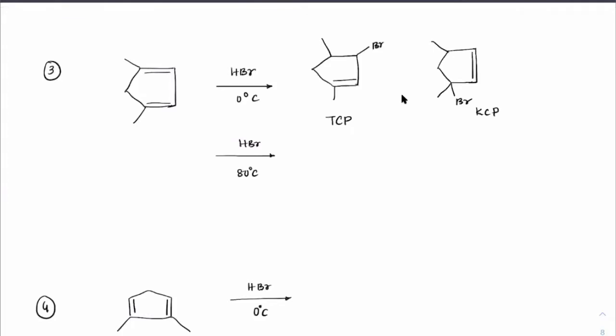And I'll write it this way, at 0 degrees and at 80 degrees. At 0 degrees, this is minor and this is major. And at 80 degrees, this is major and this is minor. Check your answers, everyone. If you still have a problem, let me know.